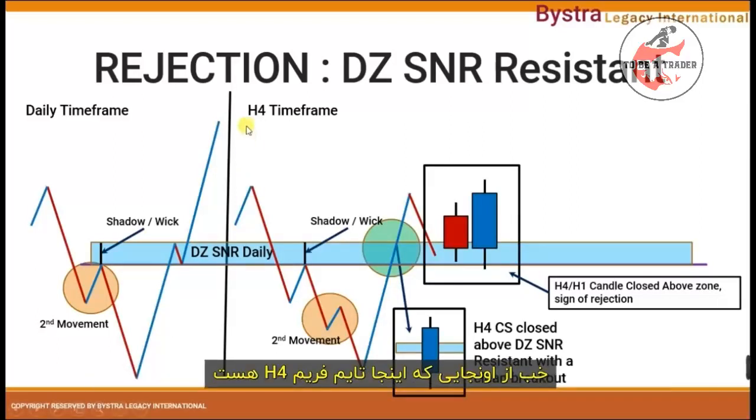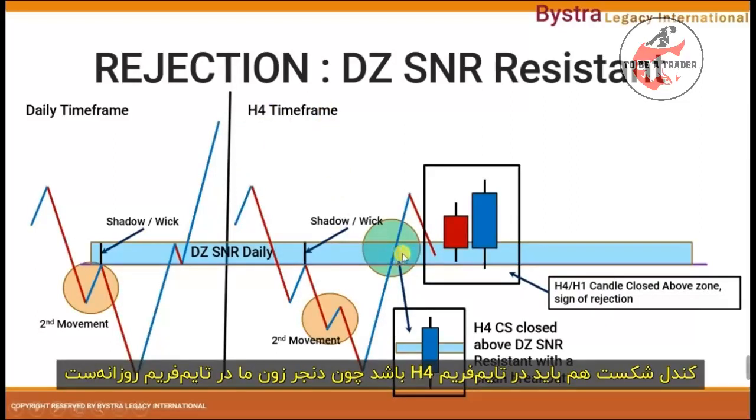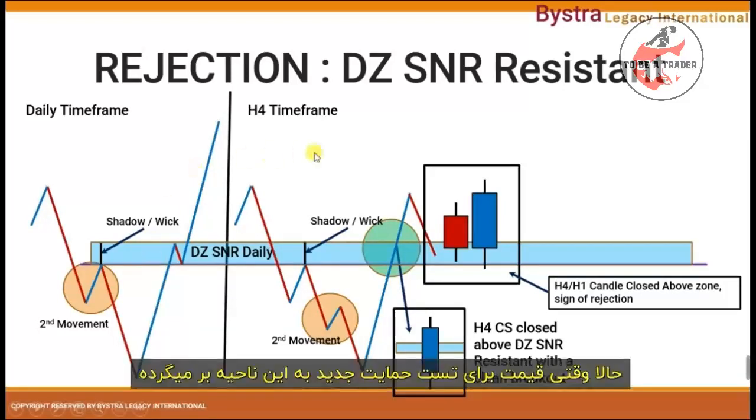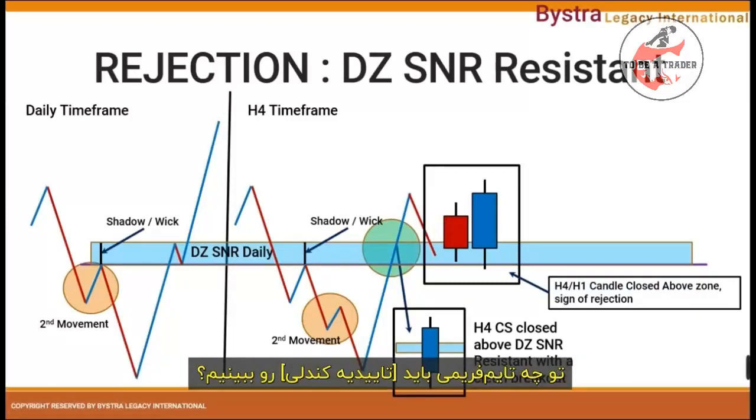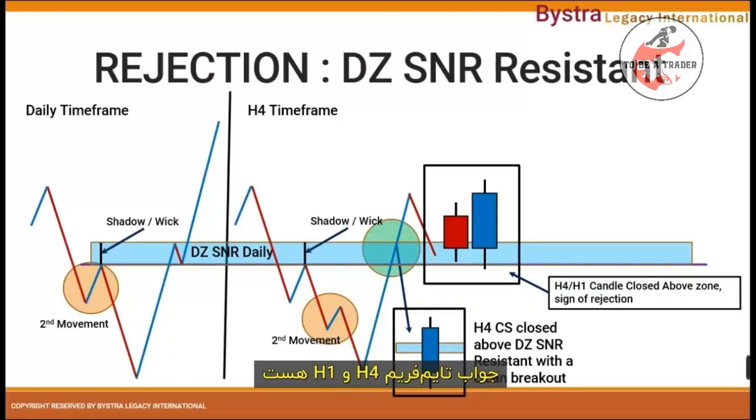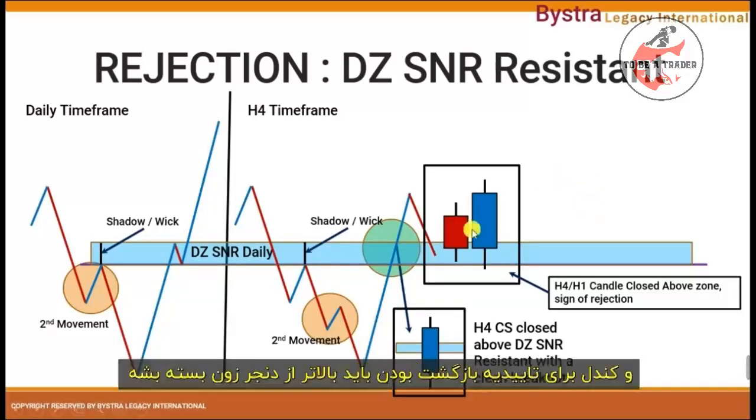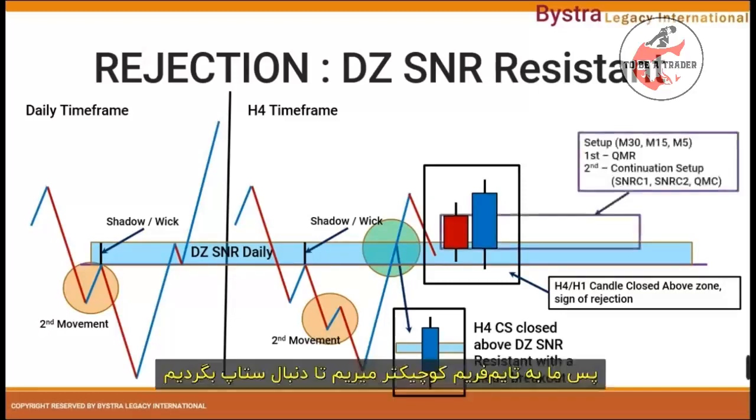Since this is the H4 time frame, the breakout of the candle also has to be at the H4 time frame because the danger zone is at the daily time frame. Now when price comes back to this area to test as a new support, what is the time frame confirmation that we need to have a look? That is the H4 and the H1 time frame, and it needs to close above the zone for the confirmation of rejection.